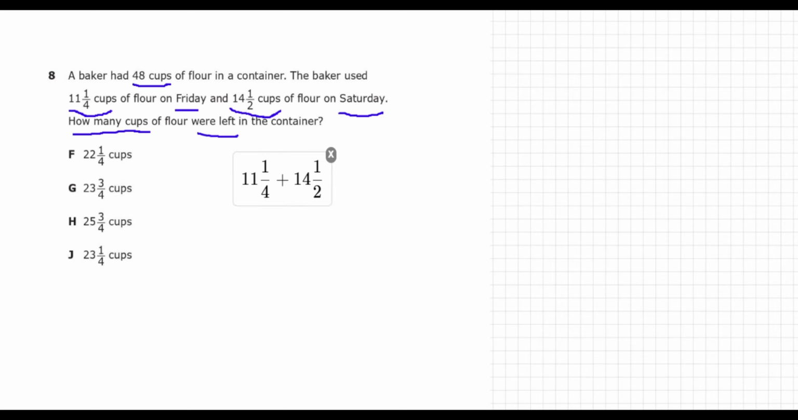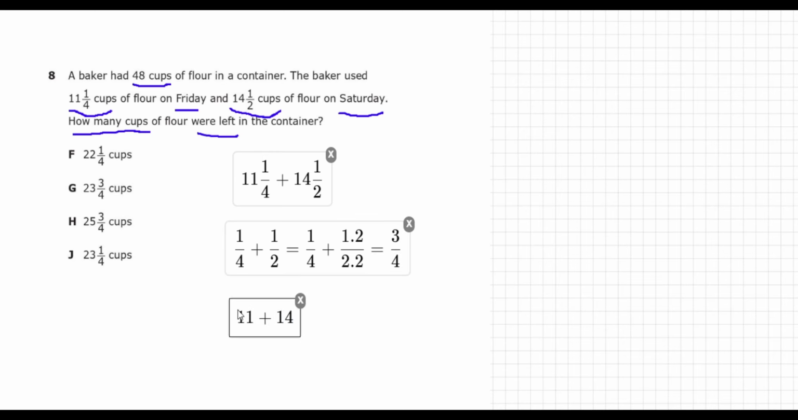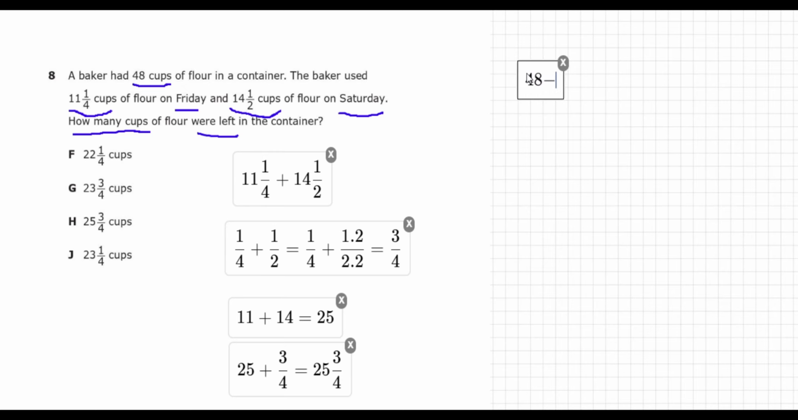Let's do the fractions first. 1 over 4 plus 1 over 2 equals 3 over 4. 11 cups plus 14 cups equals 25 cups. The baker used 25 and 3 over 4 cups of flour. To determine how many cups of flour were left in the container, we subtract 25 and 3 over 4 from 48, which equals 22 and 1 over 4. Therefore, F is the correct answer.